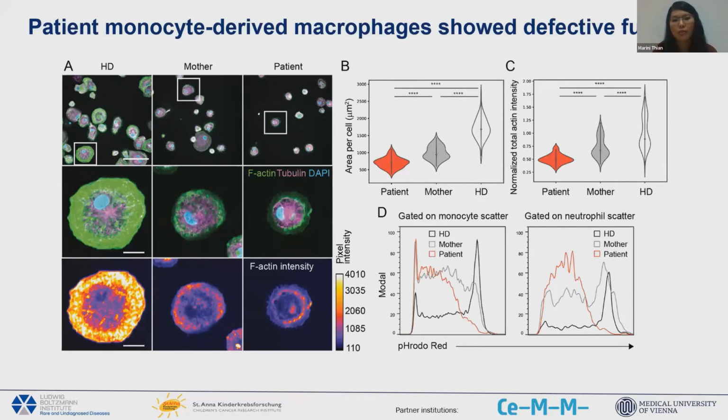total amount of F-actin, as quantified here in B and C. Consistent with the morphological defect found in patient cells, our patient cells also show a reduction in functional phagocytosis compared to cells from the mother or healthy donor, as can be seen here.